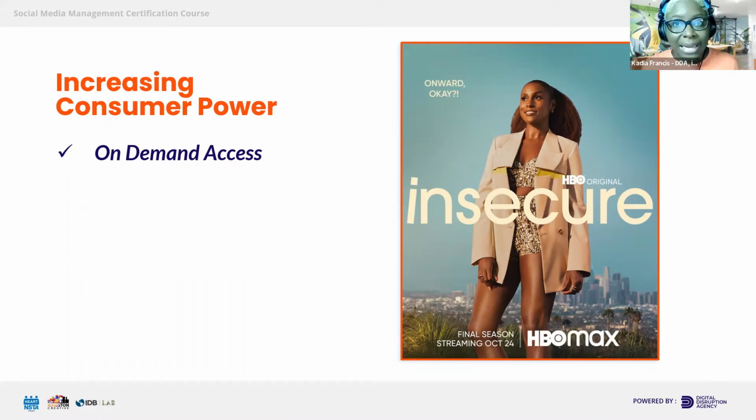Think about on-demand access and what on-demand access has done to the movie industry. Theaters are going out of business. Why? Because now you have HBO Max, you have Hulu, you have Amazon Prime Video, you have Netflix, you have Disney Plus. There's a rise in on-demand movies, on-demand entertainment, and it is putting the theater business out of commission.